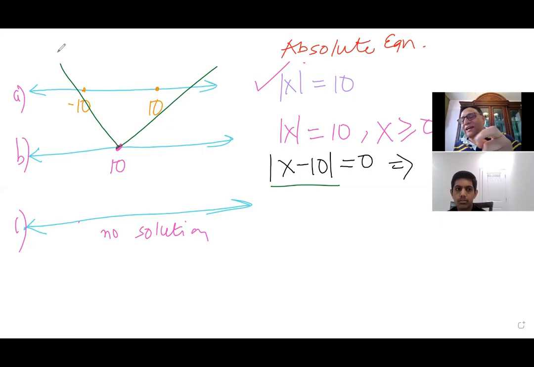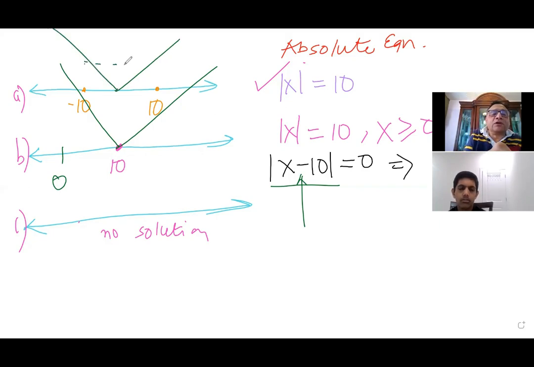And the vertex lies on this. Let us say this is 0 for us. It moved 10 units right. That is what it means. Horizontal translation, right? In this case, the absolute function was absolutely in the center. And therefore, when I drew the y equals to 10, I got two solutions.